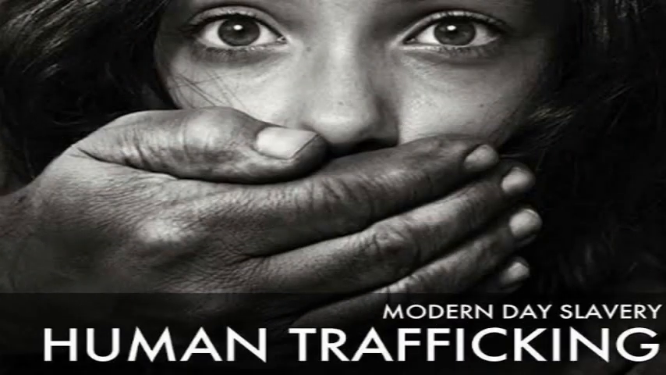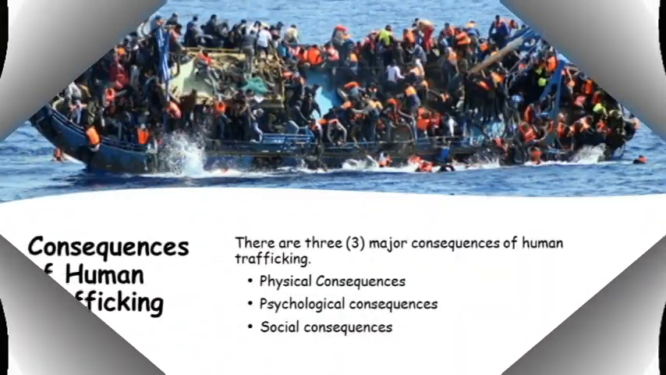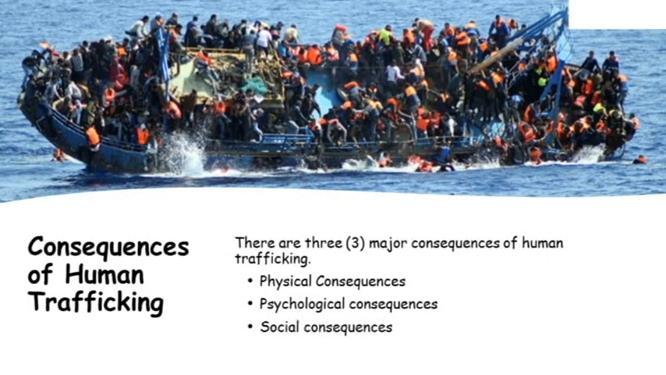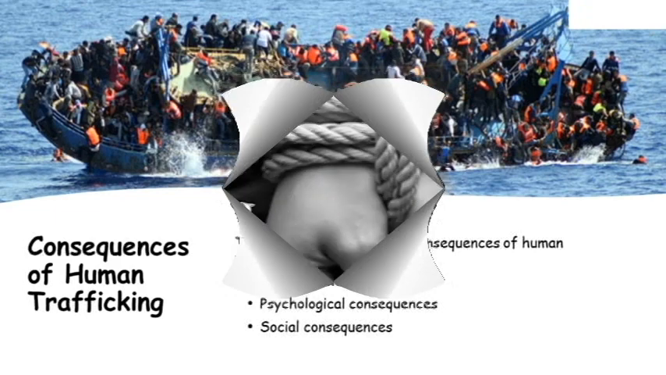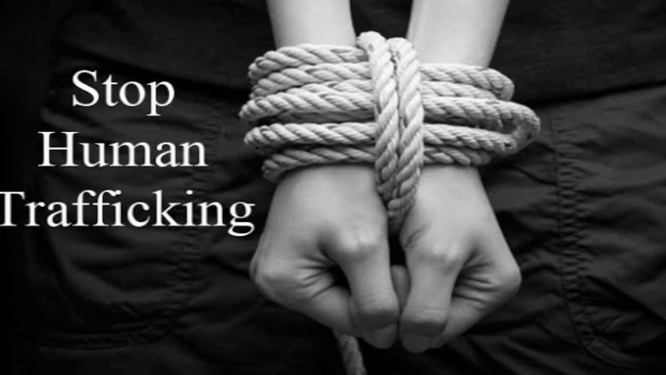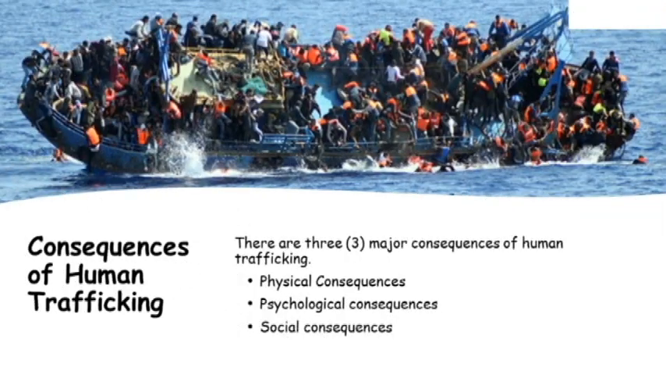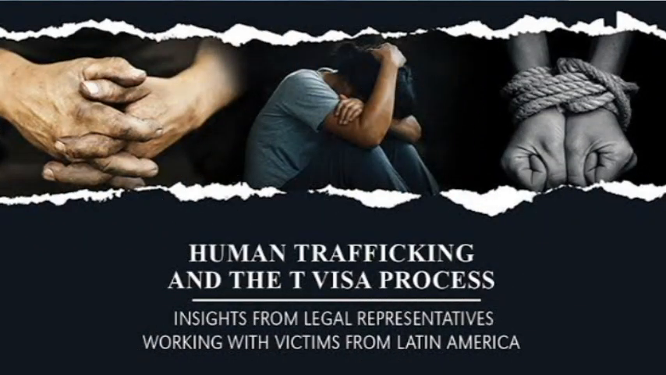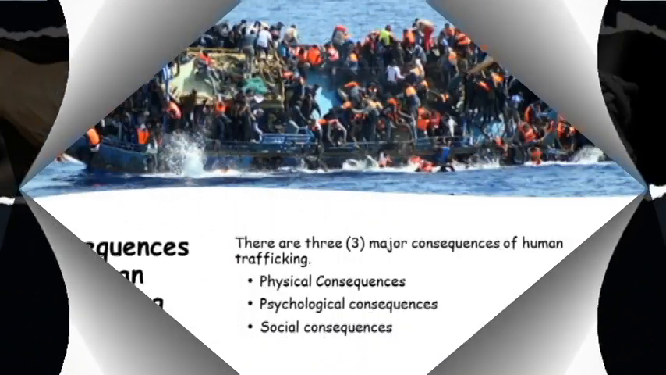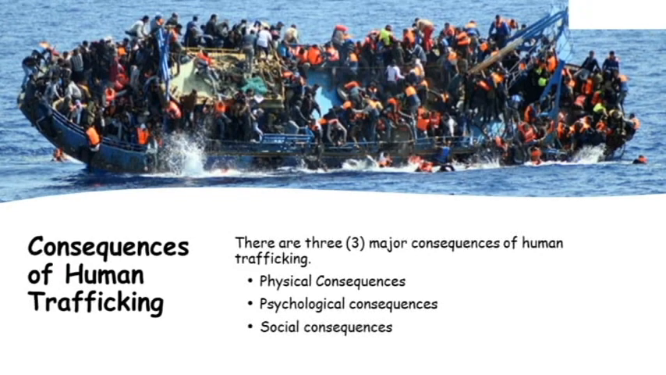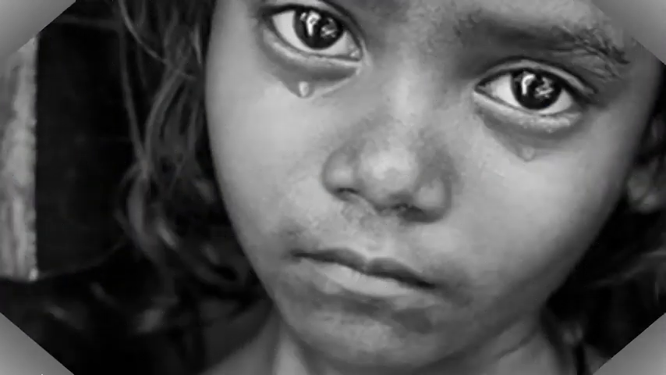The first one is physical consequences. The physical consequences are the violence or the injury the victim suffered while the traffickers are taking them to their destination. Even some people contract or eventually get infected by different diseases like HIV, AIDS and STDs. Though the traffickers do assault them on their way to their destination too.